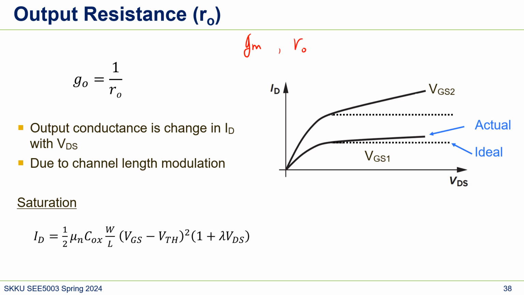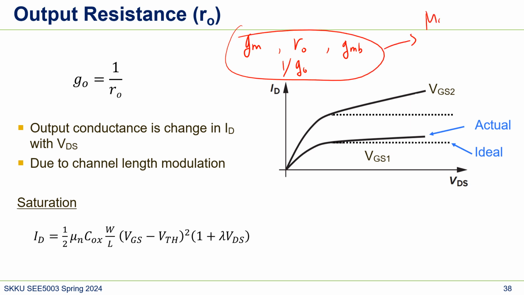We are learning RO, which is GO, also 1 over GO, and then we're gonna learn about GMB. To remind you, the reason why we are studying this is that we want to make a MOSFET small signal model, and that small signal model has these three components. That's why we're learning, just to remind you.